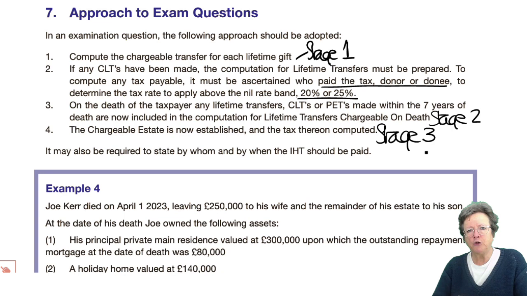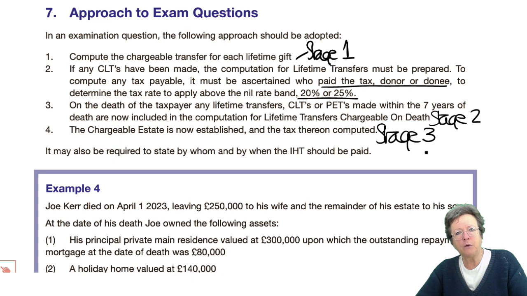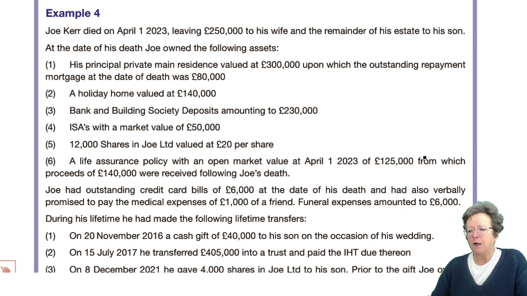Now, example number four has all three stages in it. And as I've said before, you're unlikely to get a big question for 15 marks on all three stages. You're more likely to get stage one, stage two, and an easy stage three, or an easy stage one, two, and a complex stage three. So we're going to do all three stages of this. I'm just going to read through it, and then I'm going to write some of the answers down, some of the answers we will read.